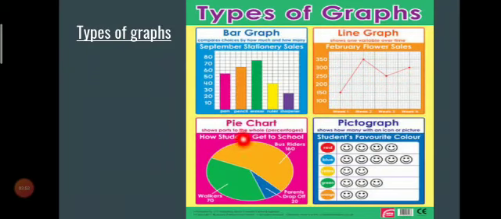A pie chart is based on a circle. A circle is divided into different parts to show the different percentages of different things. This is the pictograph. It is a picture-based graph. These are the general types of graphs. But in today's class, we are going to study more about bar graph and pictograph. The rest of the graphs you will read about in the higher classes.